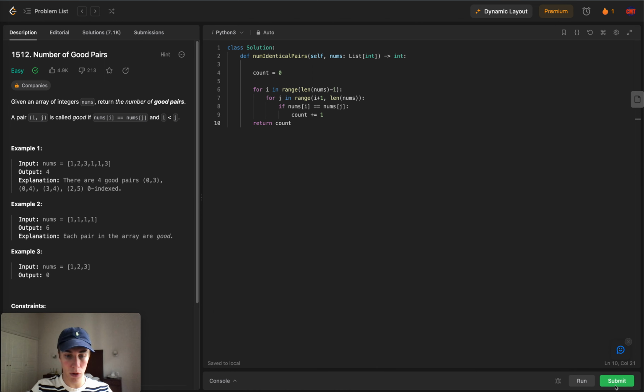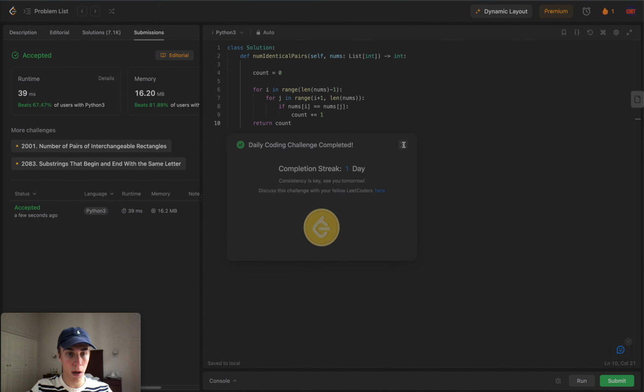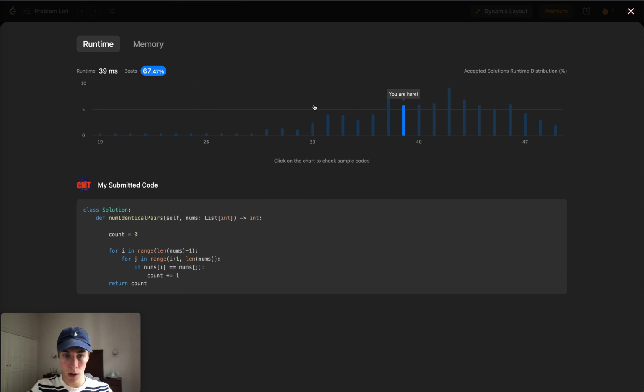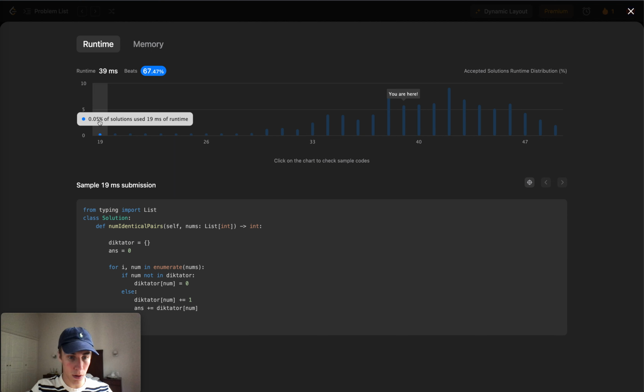Assuming that this one is extremely easy and that it's going to pass right away. And I'm not even going to, let's take a look at what their solutions are.